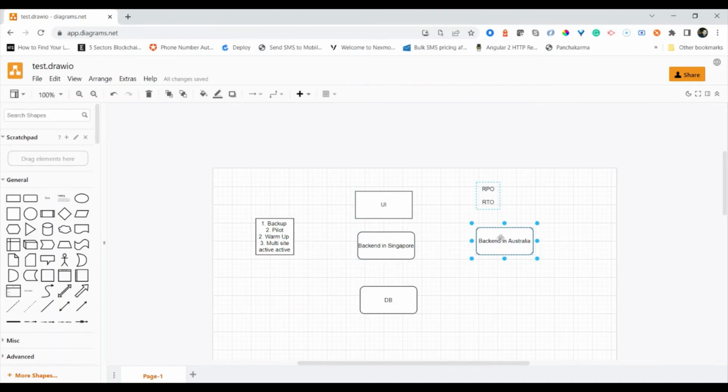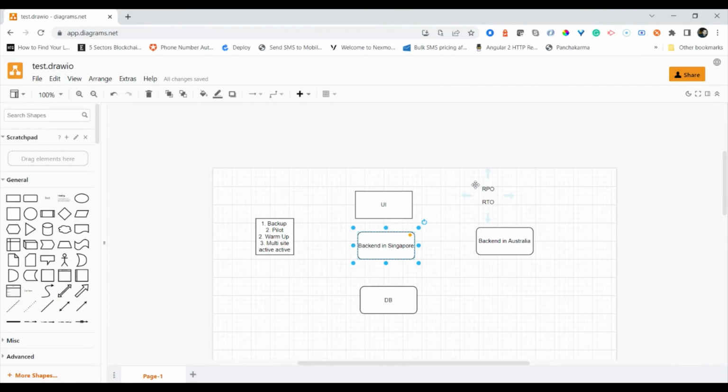Then you have pilot. Pilot means your data layer, or I would say your database, is available multi-region, so that if one region goes down, the same database will be active in another region also. But at the same time, you may have to start your server in that region at that time, so time may go in setting that up. So that is pilot.